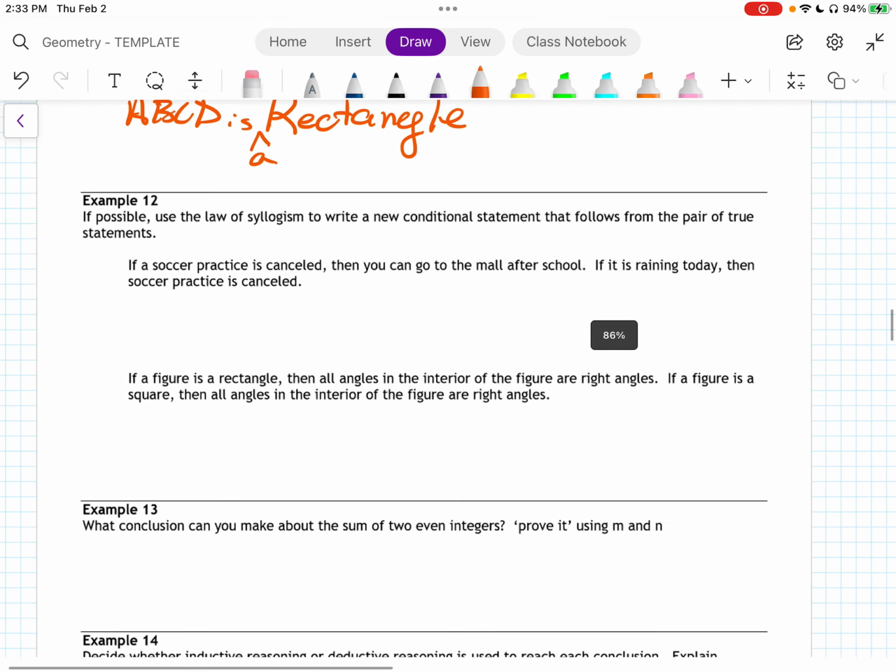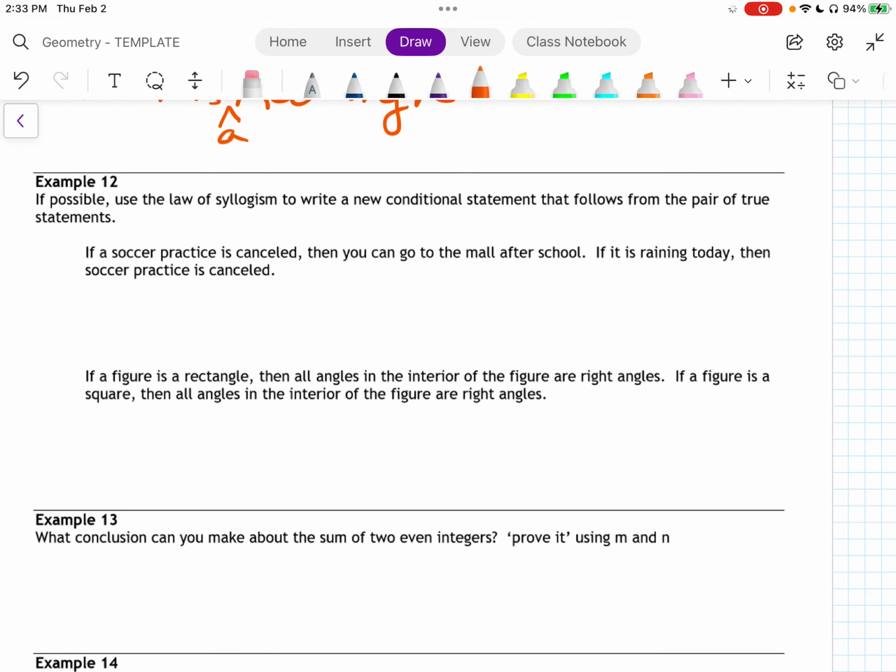Now, next up, example 12. If possible, use the law of syllogism. Now, remember, the law of syllogism was when you take two separate conditional statements and you build them into one bigger statement. Well, it doesn't necessarily mean bigger, but it spans over both of the original ones. So let's look here. We have if soccer practice is canceled, there's Q, you go to the mall after school. That's P.